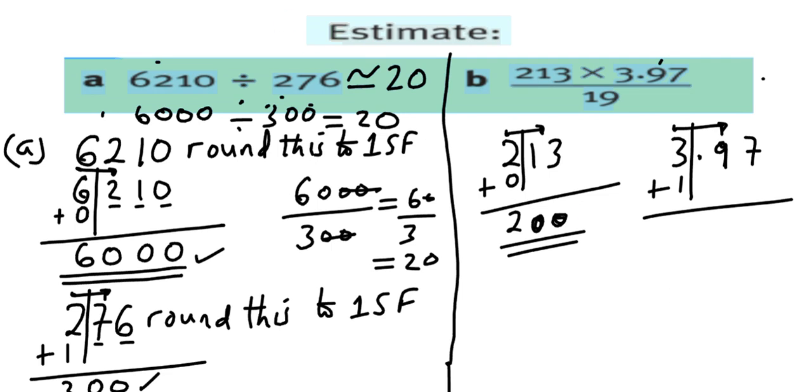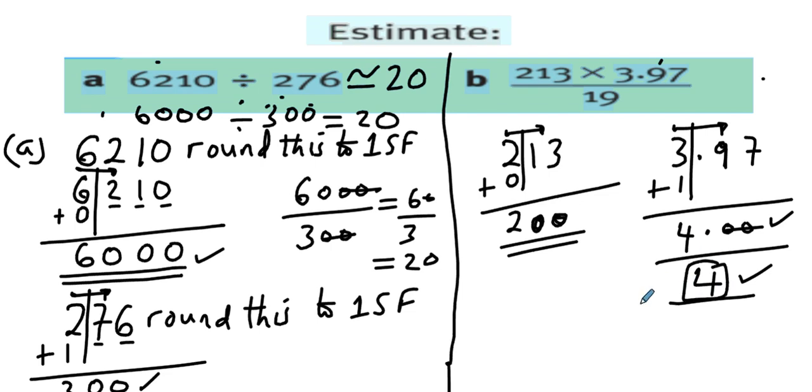So this will be 4.00. This is first answer. Second answer will be 4. If you cut these zeros, the answer is 4. So two answers. One is this, another one is this. So any of those. But I'll be using 4.